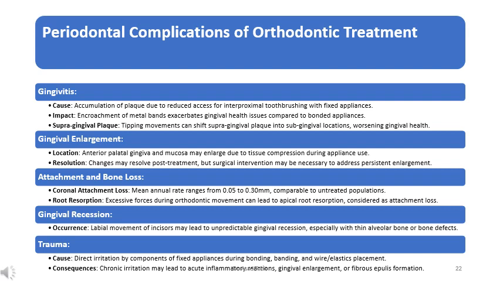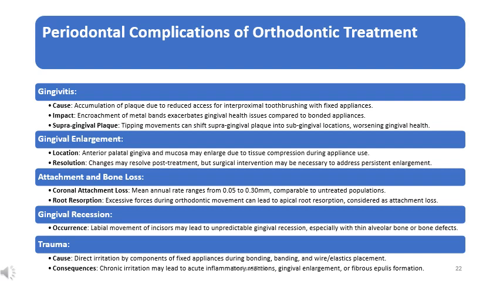Periodontal complications of orthodontic treatment. Gingivitis. Cause: accumulation of plaque due to reduced access for interproximal toothbrushing with fixed appliances. Impact: encroachment of metal bands exacerbates gingival health issues compared to bonded appliances. Supragingival plaque: tipping movements can shift supragingival plaque into subgingival locations, worsening gingival health.